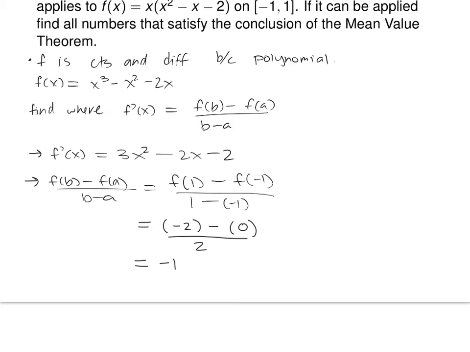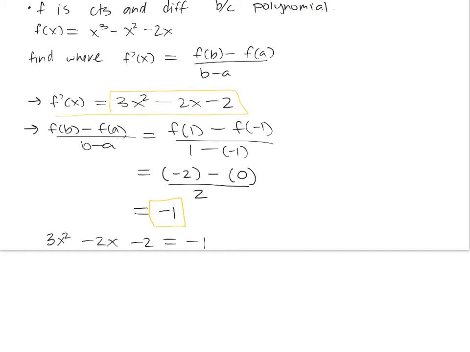Now you take the derivative and set it equal to -1. And that's what you're solving. Instead of solving derivative equal to 0, you're solving derivative equals whatever that average rate of change is. So we're going to solve 3x squared minus 2x minus 2 equal to -1. Or that's 3x squared minus 2x minus 1 equals 0, I believe.